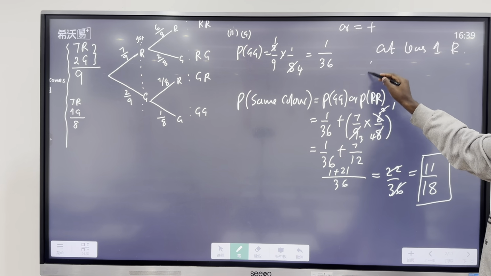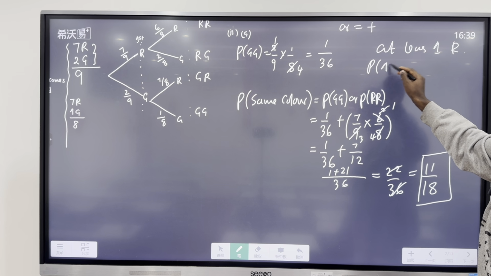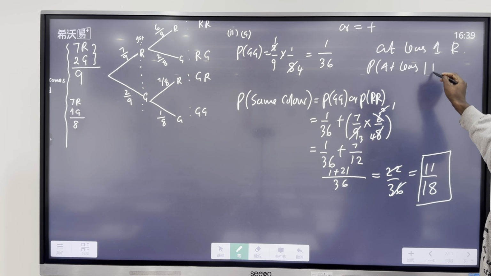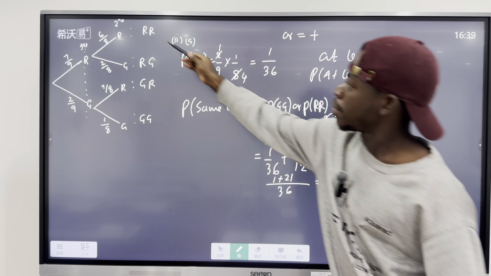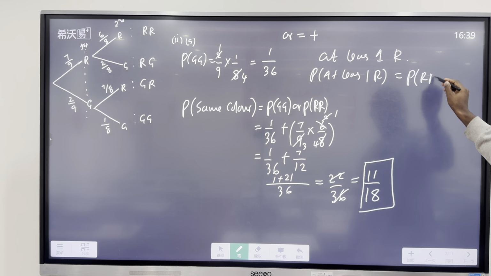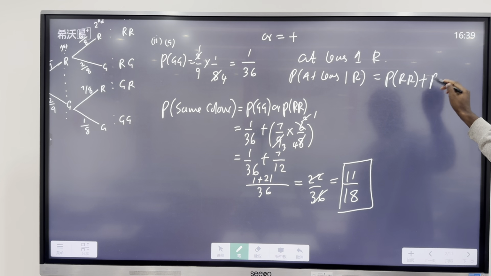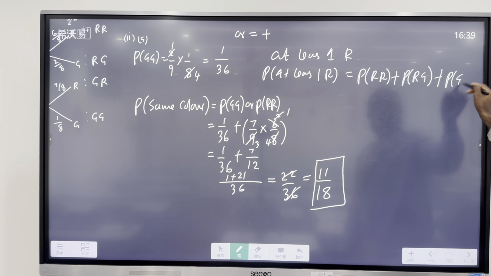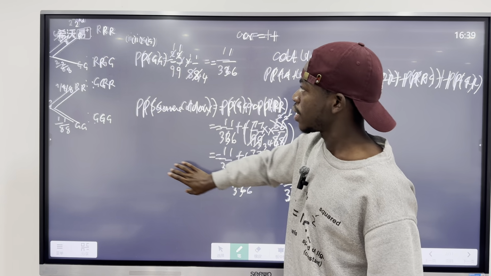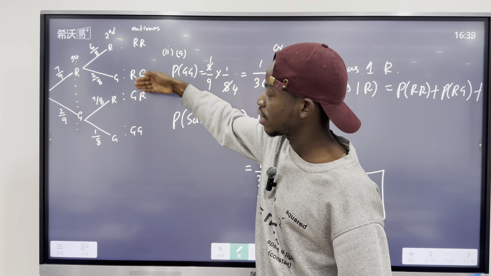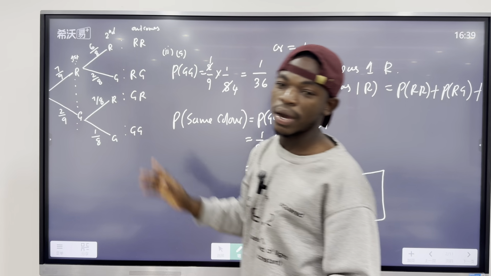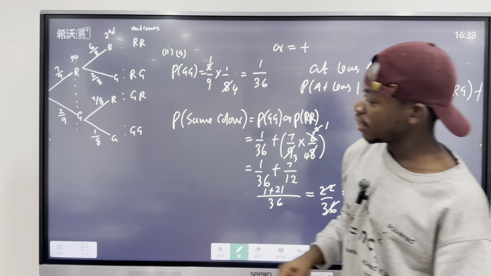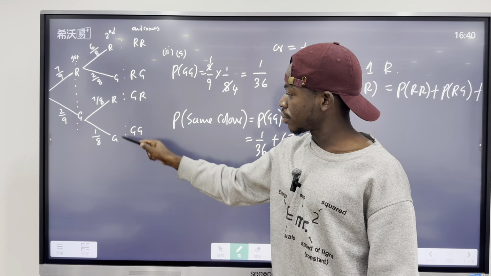So at least one red here would mean probability of maybe red, red actually, plus probability of red green plus probability of green red. So you can see that it's actually this probability, this probability, this probability. So this you multiply plus this, you add them. Okay? Or you can see that actually what we are not including is this one.